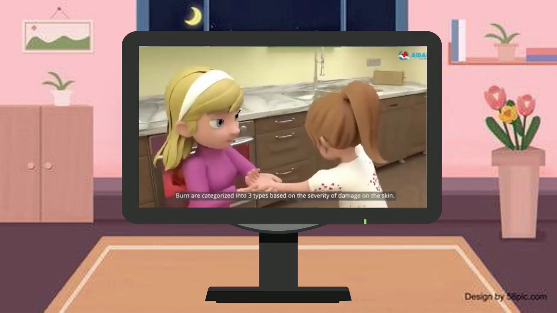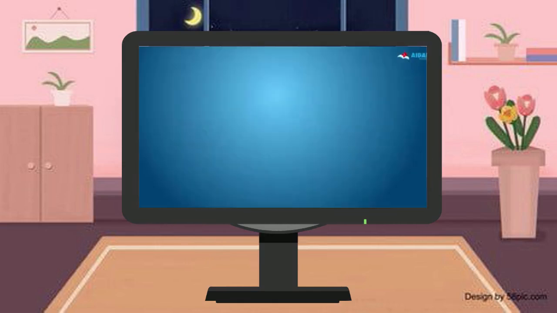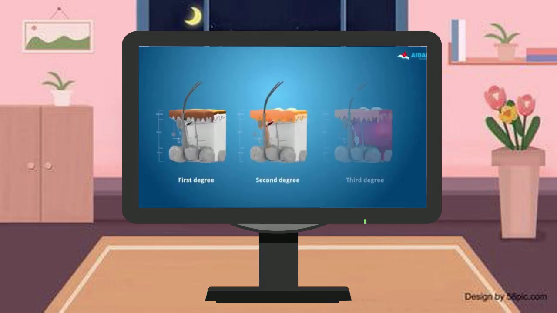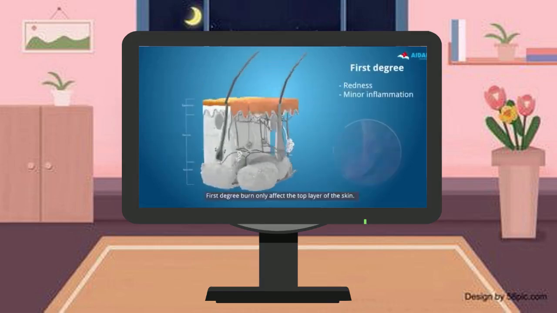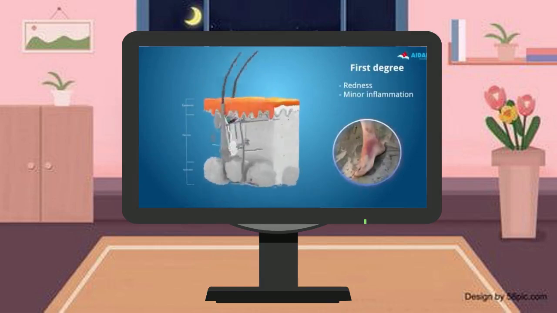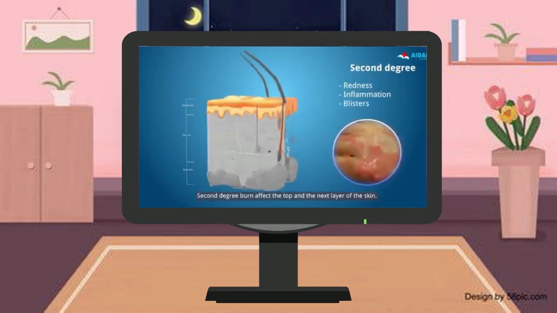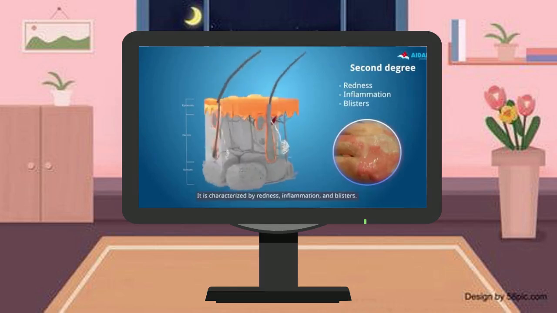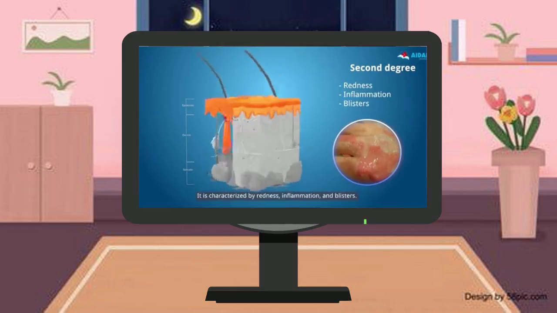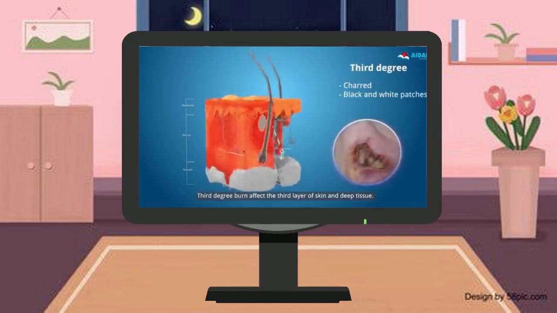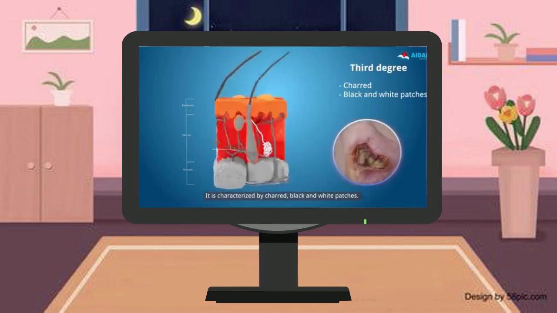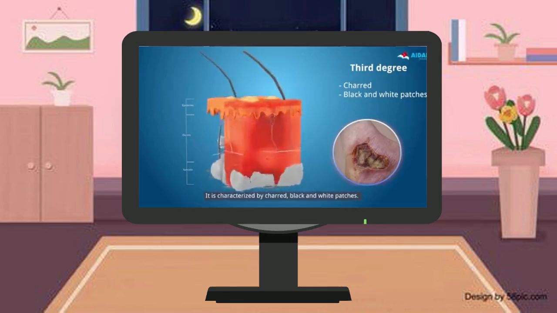Burns are categorized into three types based on the severity of damage to the skin: first degree, second degree, and third degree. First degree burns only affect the top layer of the skin. It is characterized by redness and inflammation. Second degree burns affect the top and the next layer of the skin. It is characterized by redness, inflammation, and blisters. Third degree burns affect the third layer of skin and deep tissue. It is characterized by charred, black and white patches.